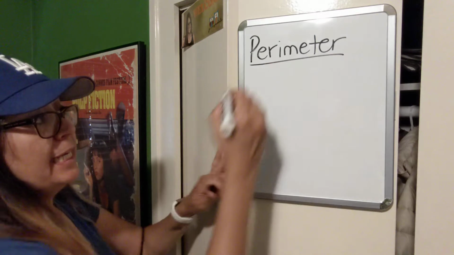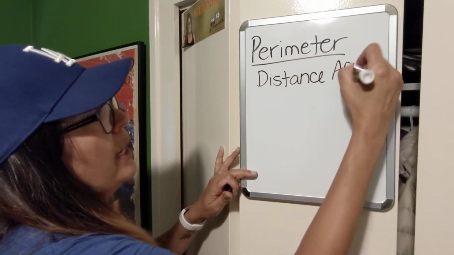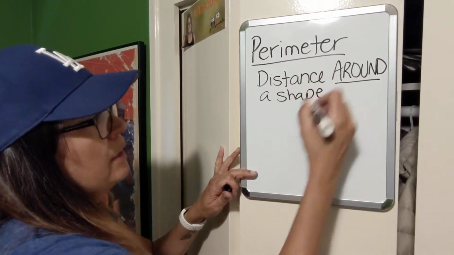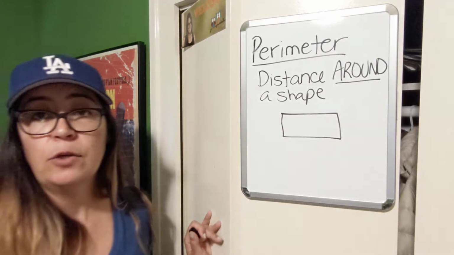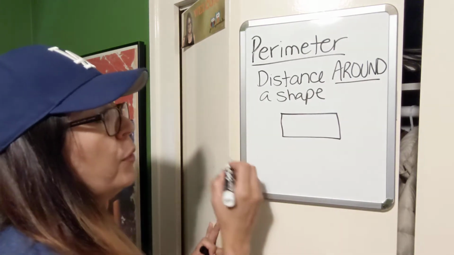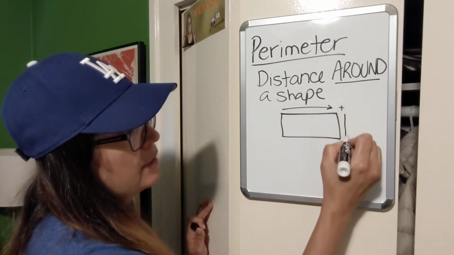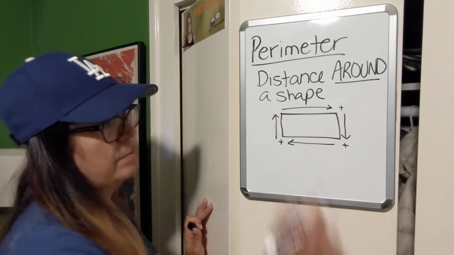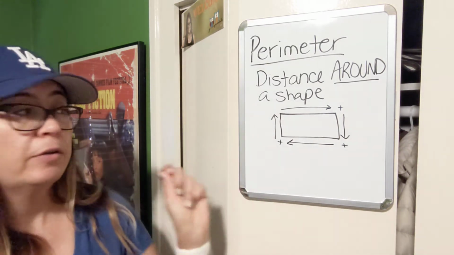So perimeter is the distance around a shape, okay? So here's an example, and by the way, in 4th grade, your focus for perimeter and area is on rectangles, okay? So it would be measuring this side plus this side plus this side plus this side. So just like it says in the definition, it's measuring the distance all around a shape.